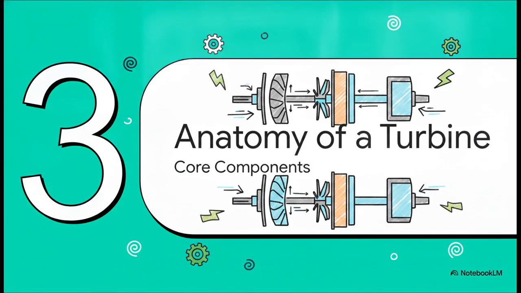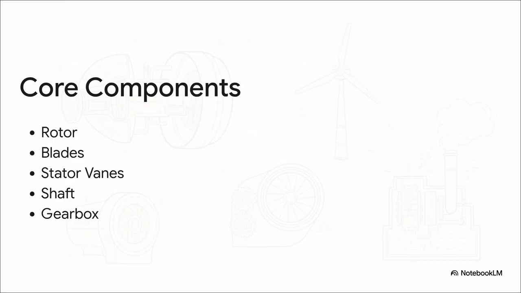Okay, Section 3, Anatomy of a turbine. Let's look at the actual physical machinery making this happen. The real magic is how these core components work together in total harmony. First up, the rotor. That's the heavy wheel or drum holding the blades. And the blades themselves, they are the absolute star of the show, physically converting that fluid pressure or momentum into a directional force. But, and this is key, they don't act alone.